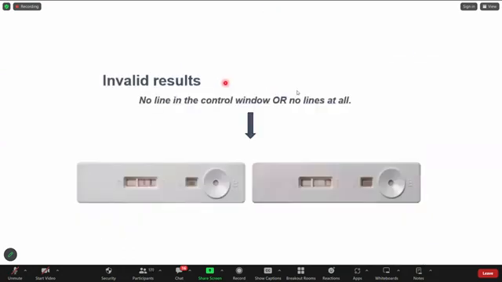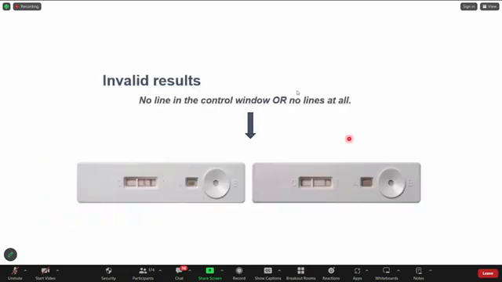in the test window. Then if there is no line in the control window, the window labeled C, like in these pictures here, even if there is a line in T, whether it is there or not, that one is an invalid result. We don't report an invalid result, but we are advised to repeat this test with a fresh sample at RDT.